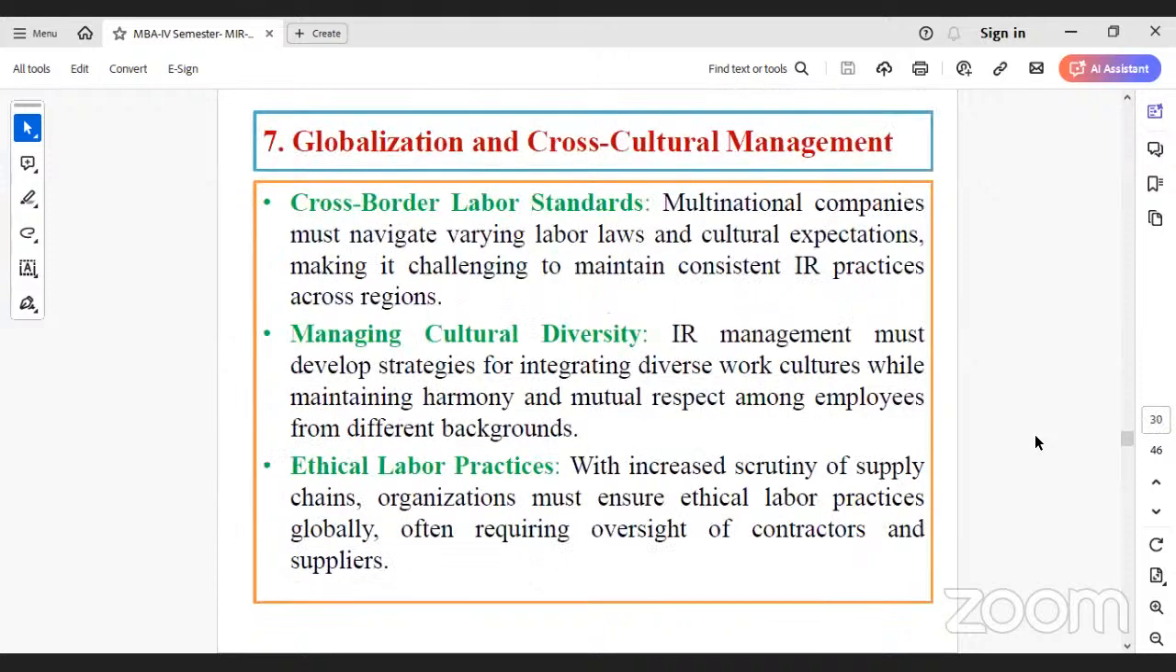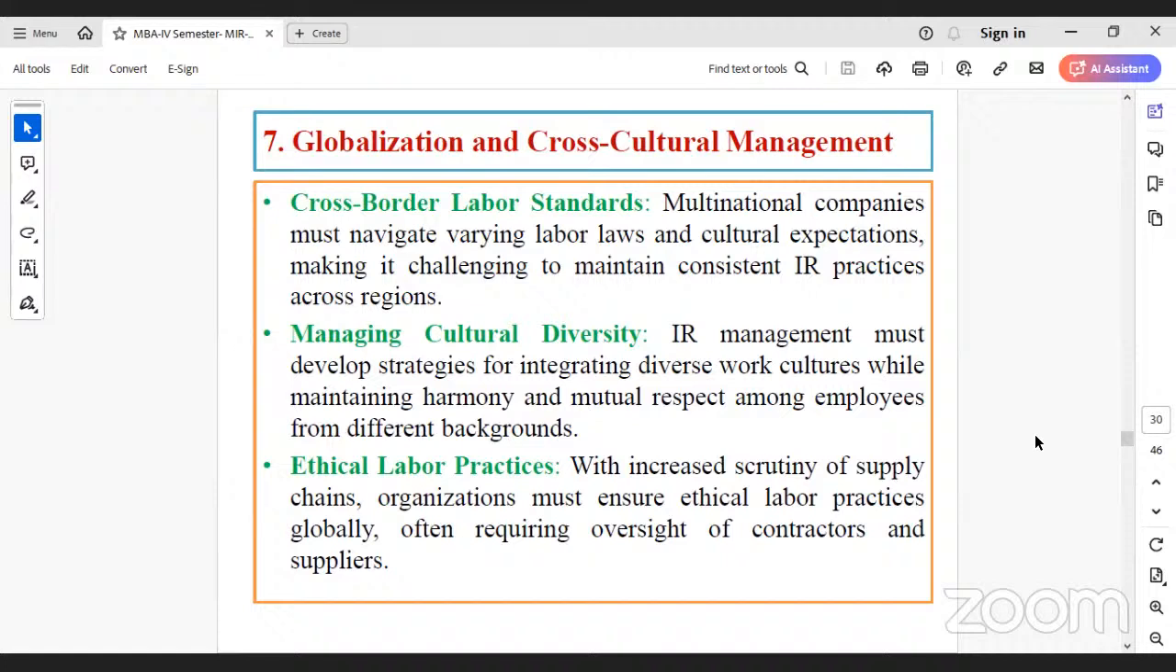Globalization and cross-cultural management. What is globalization? Any product, any service that comes to the market operates from one place to the entire globe, about the service, about the import, about the export, or else about the recruitment of employees. So they have to manage this globalization.